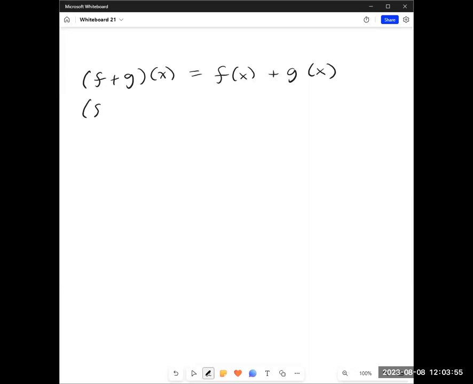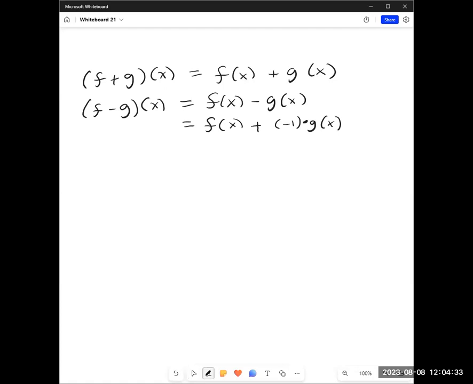If I would write f minus g of x, that would be equal to f of x minus g of x. And remember that subtraction is addition of the opposite. The opposite is -1 times something. So -1 times g of x. I'll use a multiplication dot because I'm going to use that later.